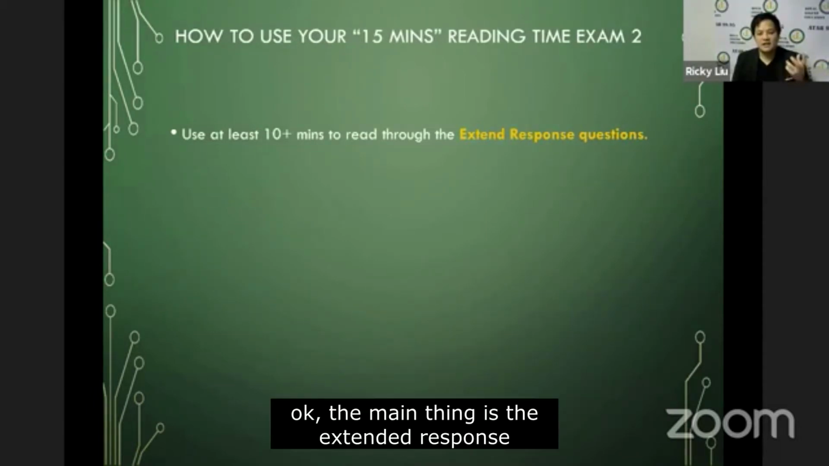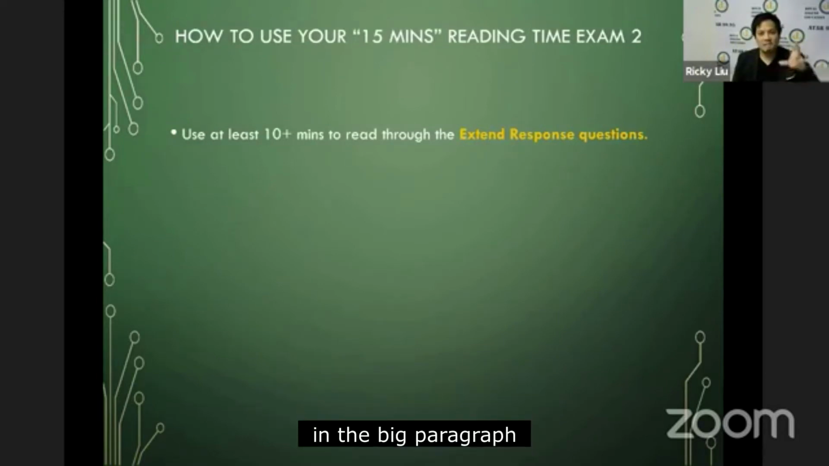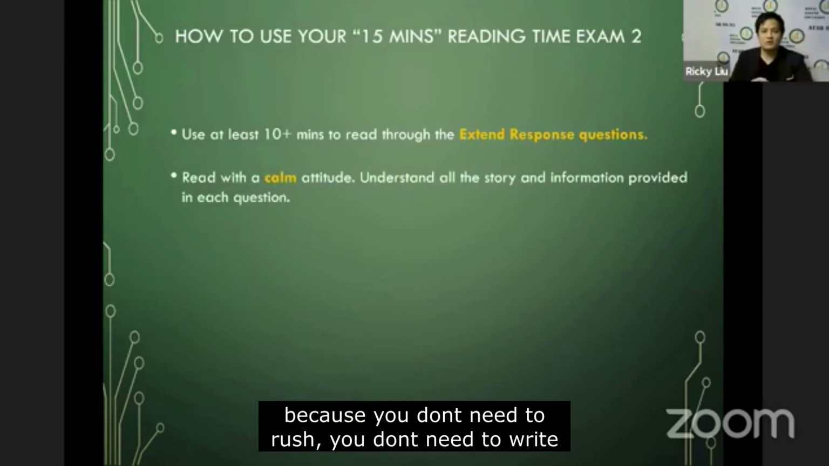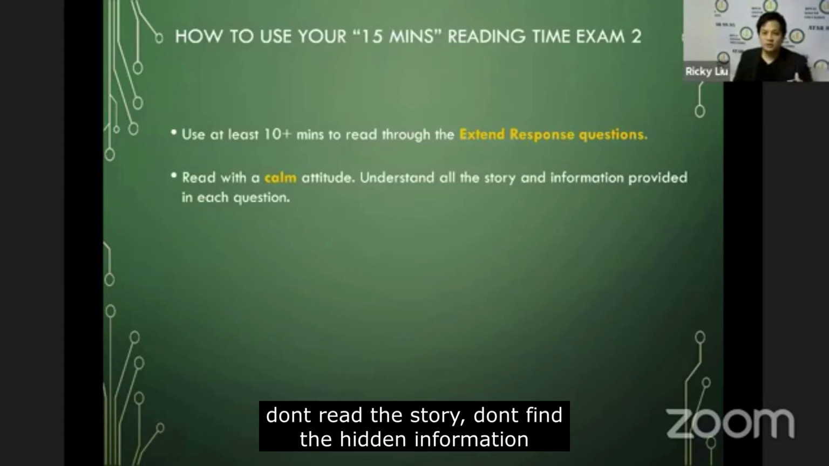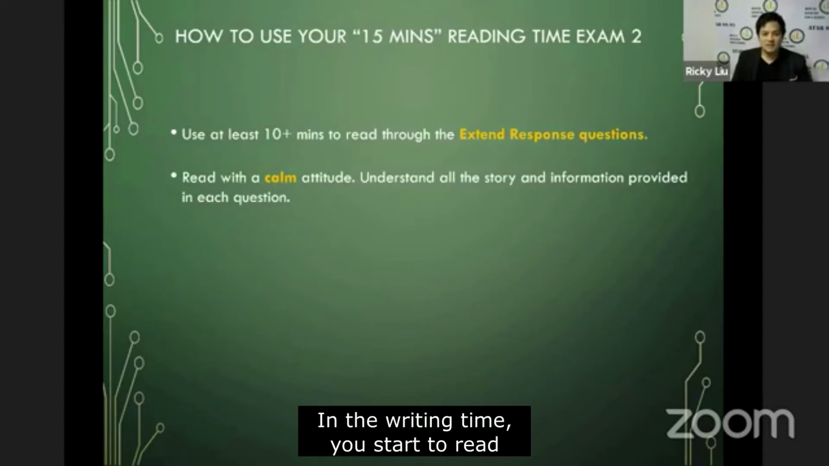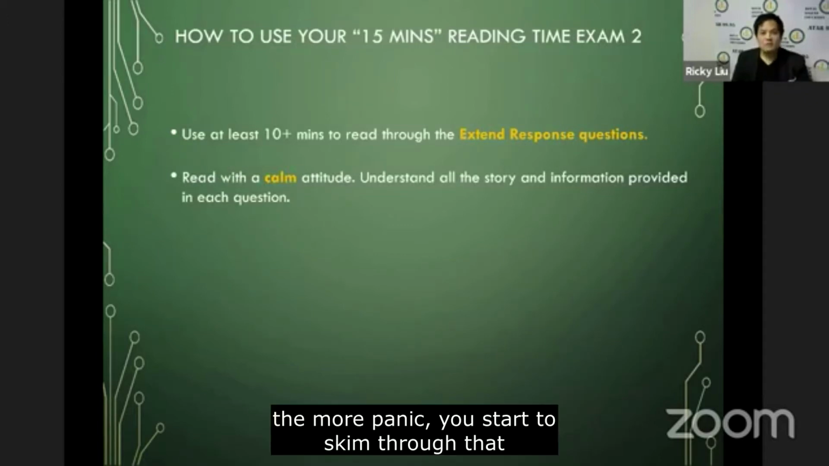The main thing is the extended response, because you have a lot of hidden information in the big paragraph. In the reading time, you're reading in the calmest moment, because you don't need to rush, you don't need to write. If you don't read the extended response, don't read the story, don't find the hidden information, then in the writing time, when you start to read, the more you slow down, the more panic you get. The more panic, you start to skim through it.